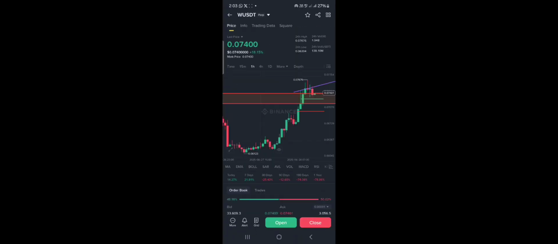I'm going to open this thing here. I'm going to open with just $50 margin. I think that is that. From here, this trade will start to reverse up.